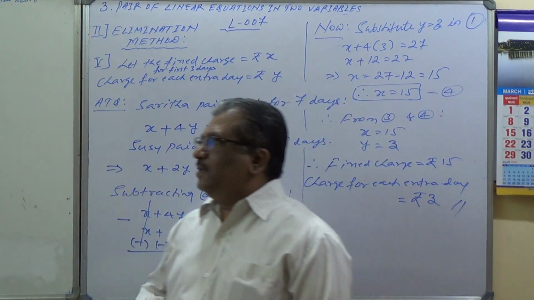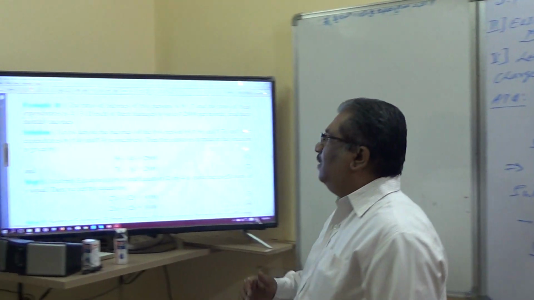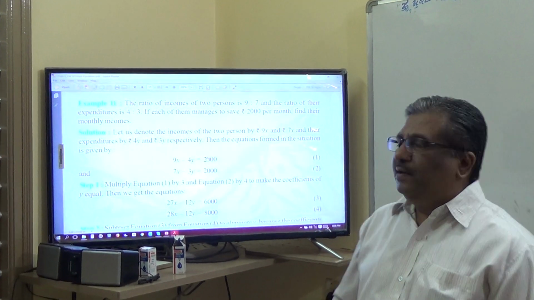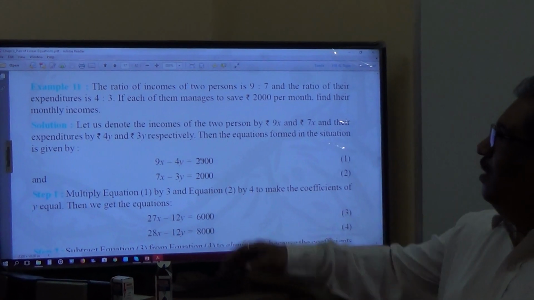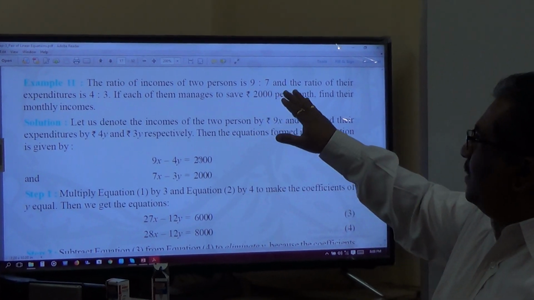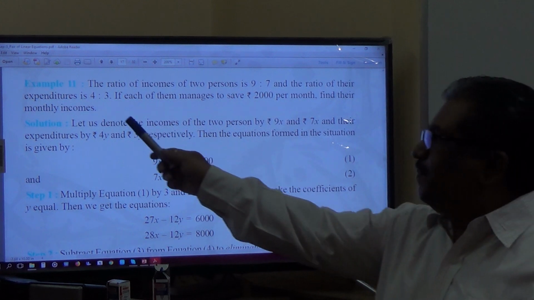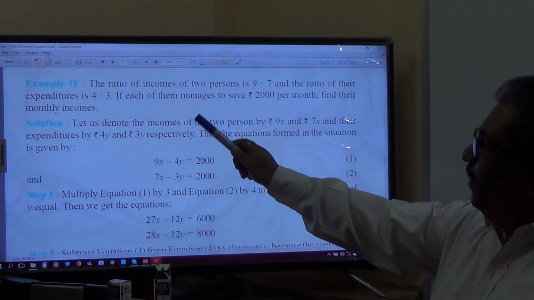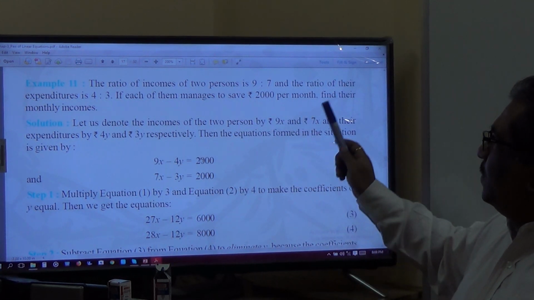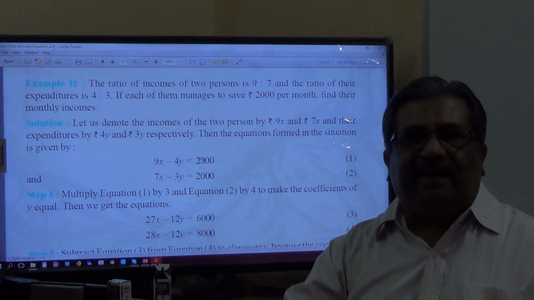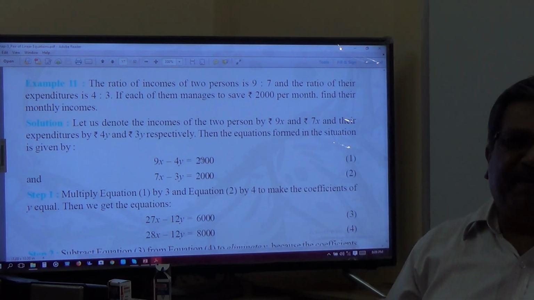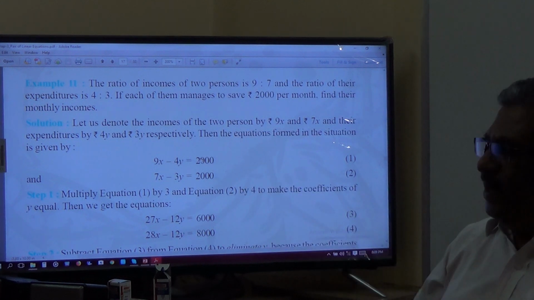Let's have a look at example number 11 of your textbook. The ratio of incomes of 2 persons is 9:7 and the ratio of their expenditures is 4:3. If each of them manages to save rupees 2000 per month, find their monthly incomes. A very tricky problem here. So have a look at this one. Meantime, I will clear the board.